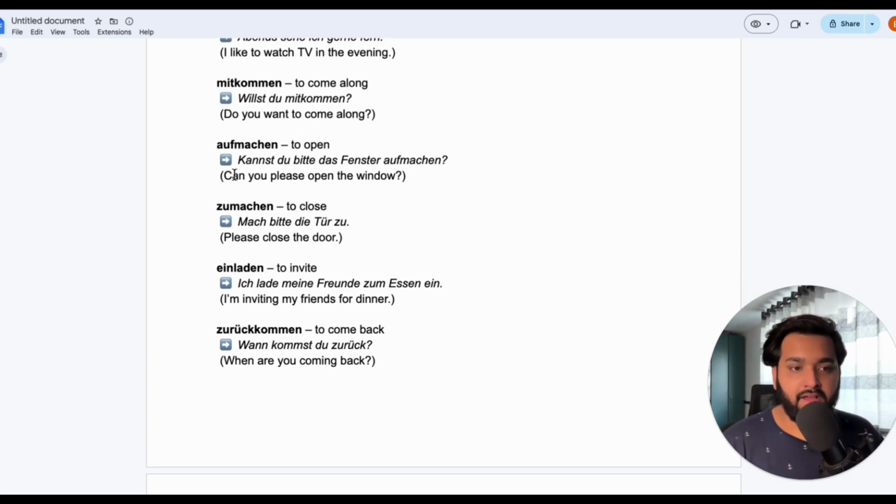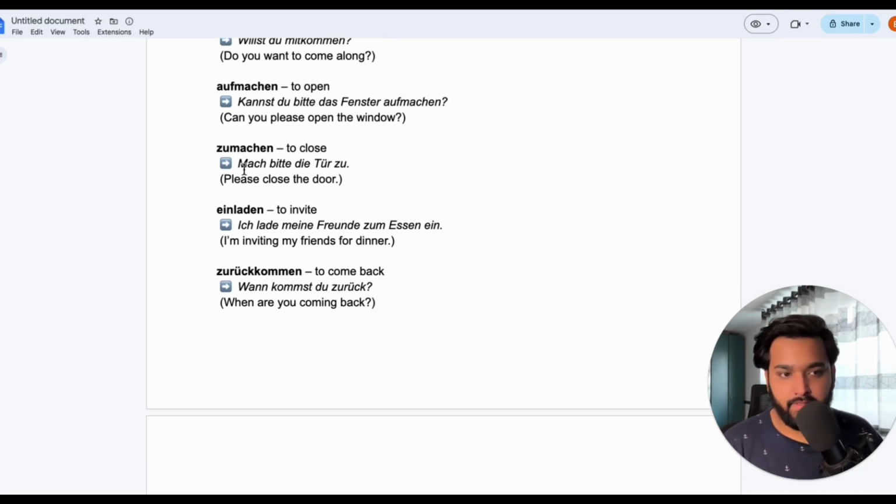And next we have aufmachen, to open. Kannst du bitte das Fenster aufmachen? That means, can you please open the window? As you can see, in this case also we have the modal verb können. That's why we use the entire verb here. We don't split this in between auf and machen. You just say it together. Kannst du bitte das Fenster aufmachen?